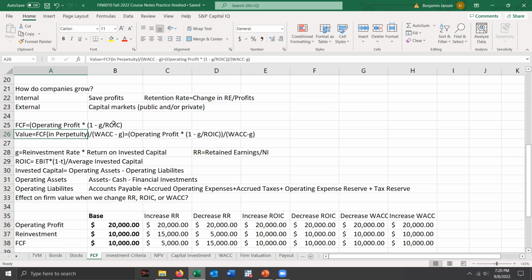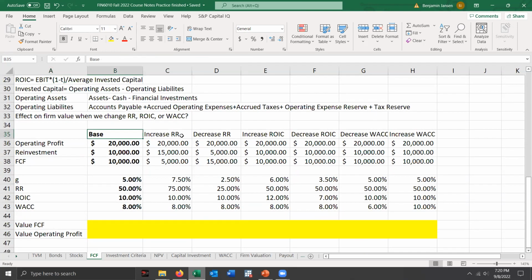All right, so now we're going to see what happens when we change different inputs to a company's value, things that managers have some discretion over, particularly financial managers, and see what happens to the overall value of the company based on changes to those inputs. So basically what we're going to be looking at is dividend policy.